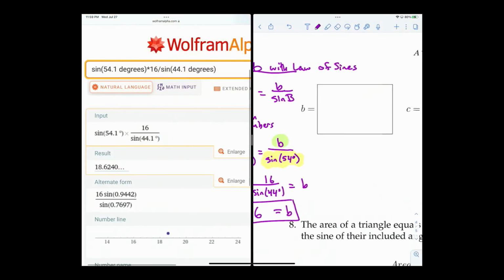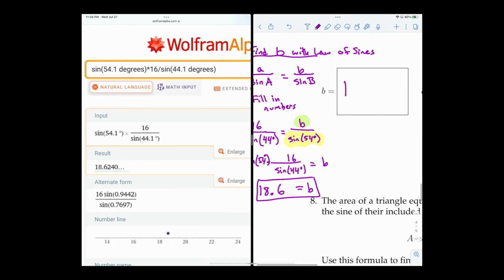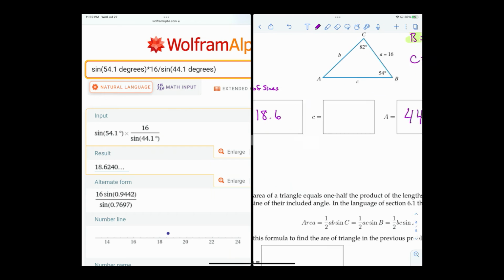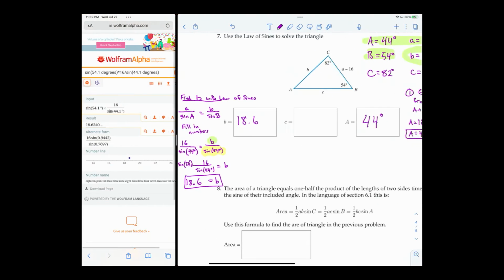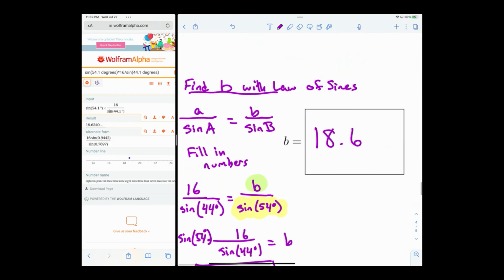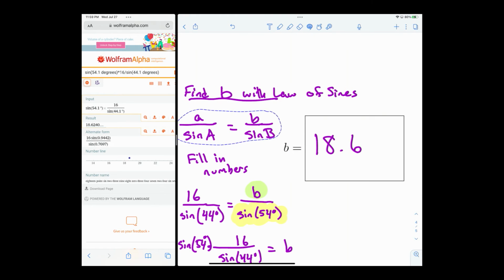Anyway, so we have b, 8.6. I'm just using one decimal place here. And then we need c. Well, how would we do c? Well, we do it the same way. So you go back up. We have the law of sines. Hey, what happened? So we have the law of sines again.